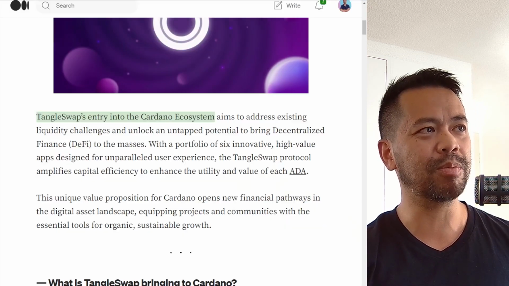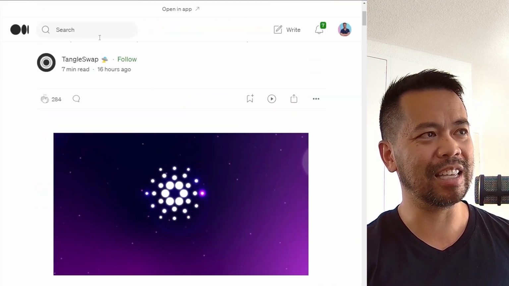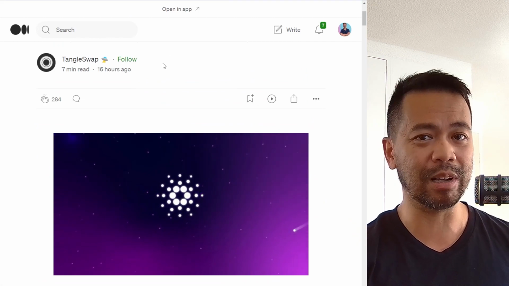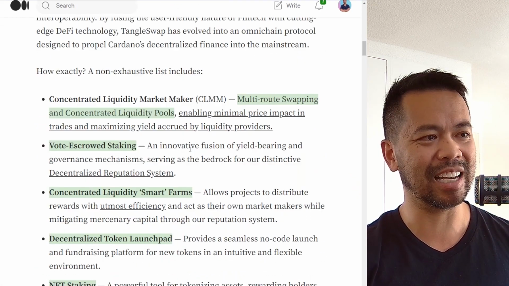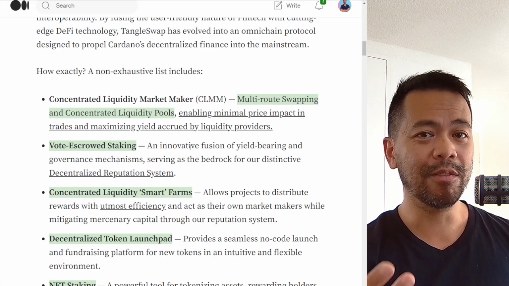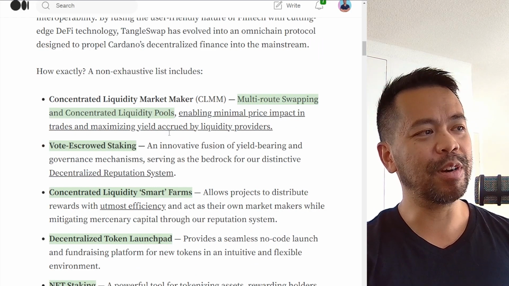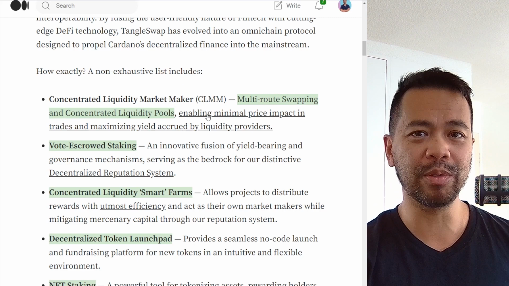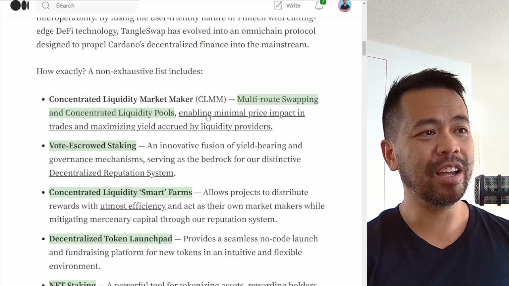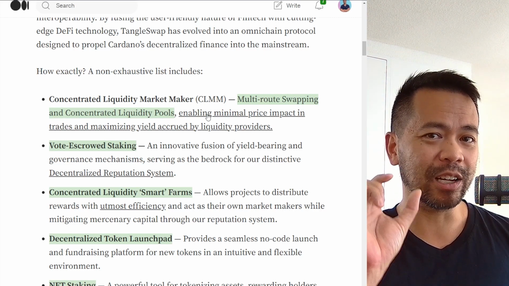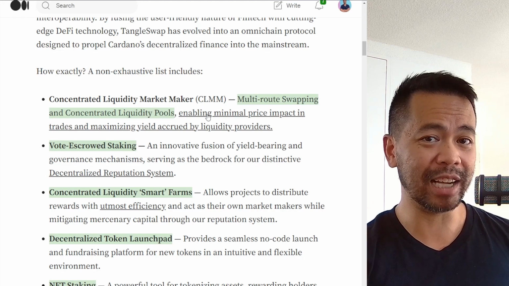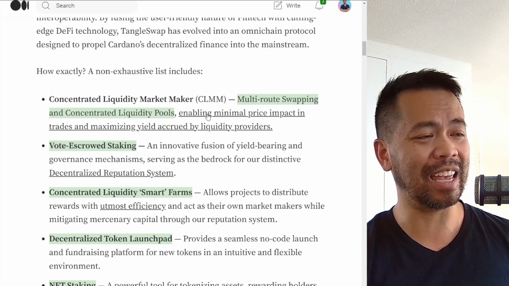Let me pull up their blog post here. You can find this on their Medium page, and I'll put links to it down below for you all as well, and you can see exactly what they have to offer for people in the Cardano ecosystem. Now, the very first one here is the concentrated liquidity pool. This is very similar to Genius Yield, where you can have your liquidity at a particular price range and work for you within the ecosystem there.